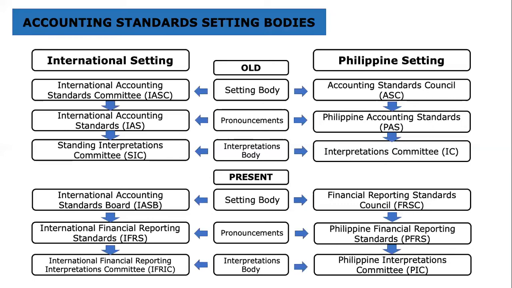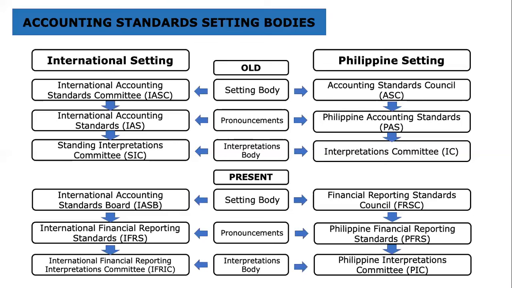Okay, so sino yung susundin namin? So yung susundin nyo is yung IFRS. Why? Because IFRS, sila yung latest standards. Sila yung pinakabagong standards. So if there is a conflict between IAS and IFRS, at the same time, if there is a conflict between PAS and PFRS, so yung IFRS and PFRS will prevail. Sila yung susundin nyo because they are the latest standards. Sila yung pinakabagong standards. Okay.